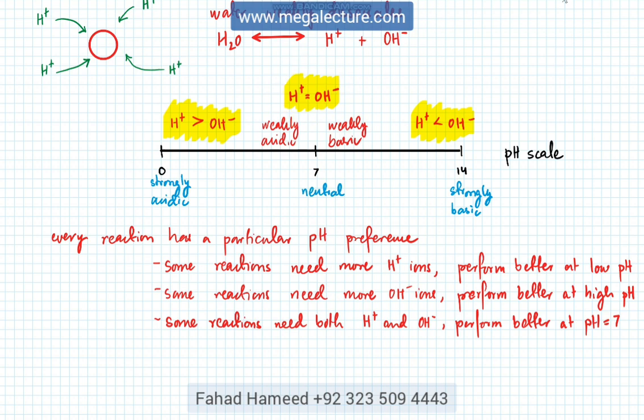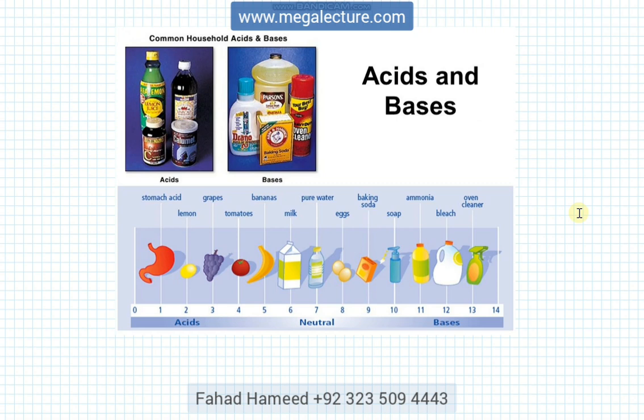So here are some real world examples of products that are acidic, or places where there are acids and bases, which are pretty much everywhere, because everywhere there is water, so the water is going to have a particular pH. So acids: stomach, strongly acidic. All your digestive reactions that are happening in your stomach need a lot of H plus ions, which is why they happen at a very low pH, which is close to 1.